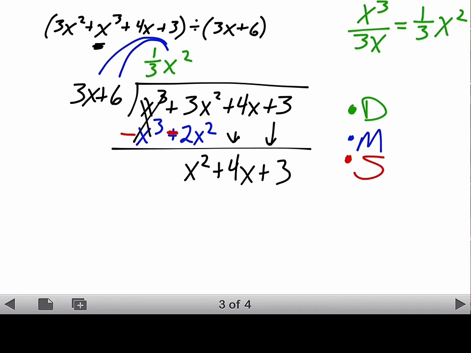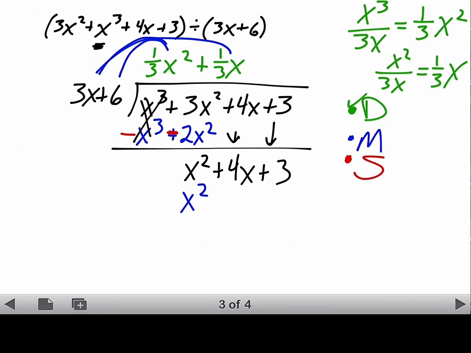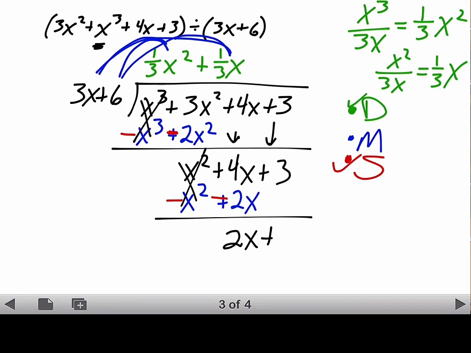Now, we're going to divide again. The first term into the first term, so x squared divided by 3x. Looks like we're going to end up with a fraction again, 1/3 x. So plus 1/3 x. Now we're going to multiply, break out the rainbows there. x squared plus 2x. Change the sign on both of those because the next step is subtract. And finally, we have 2x plus 3.